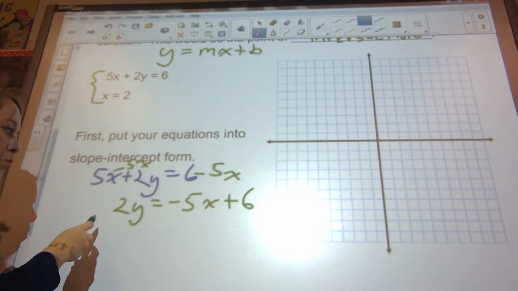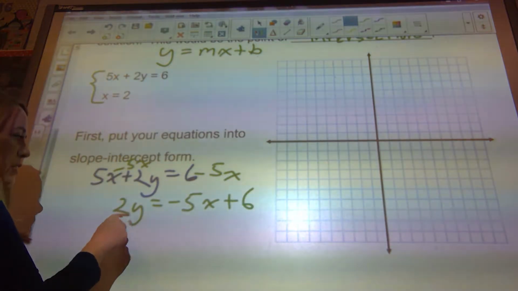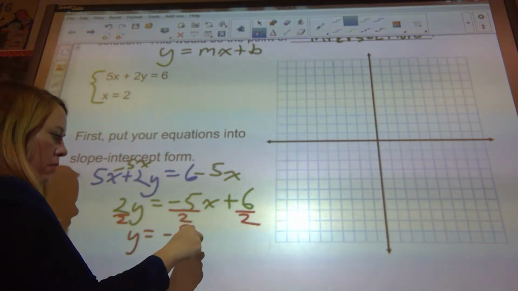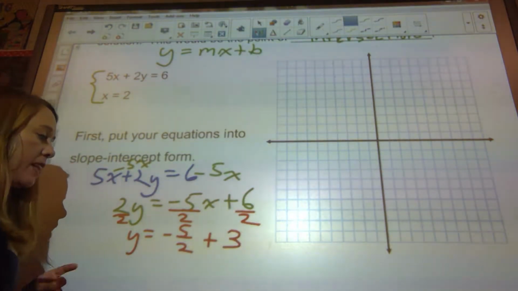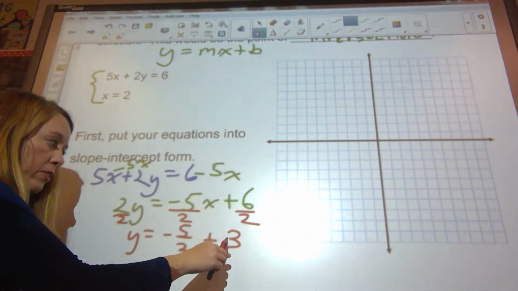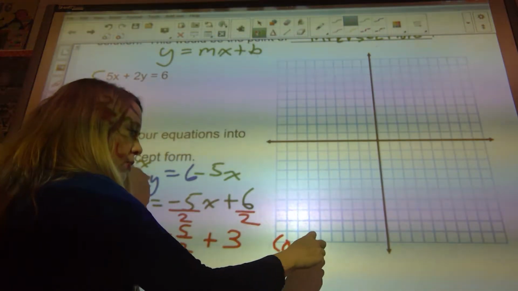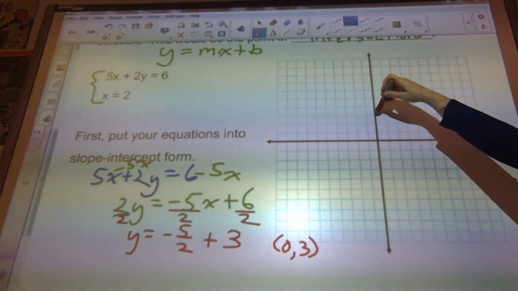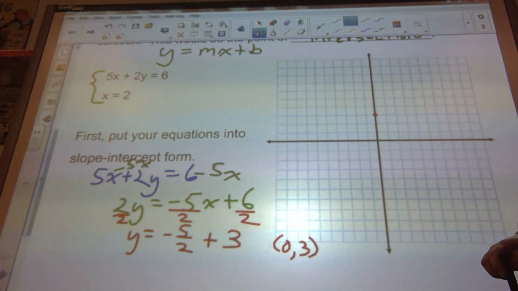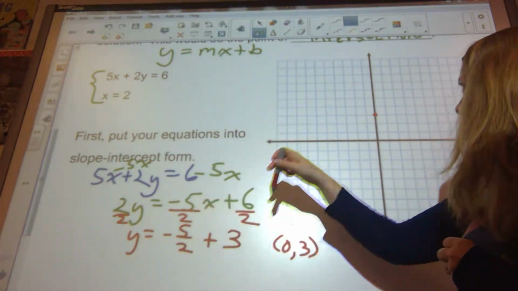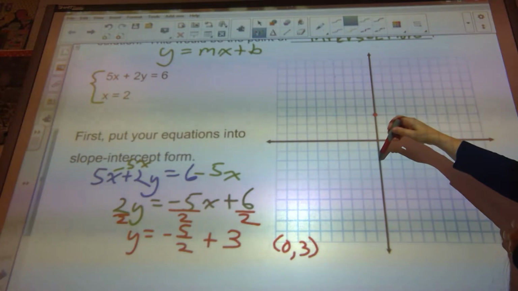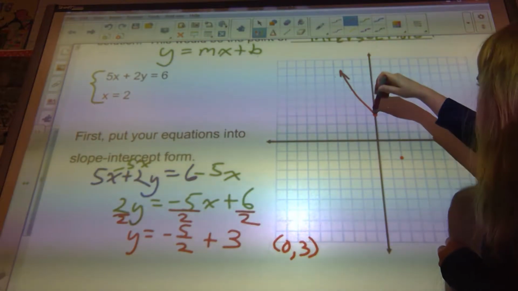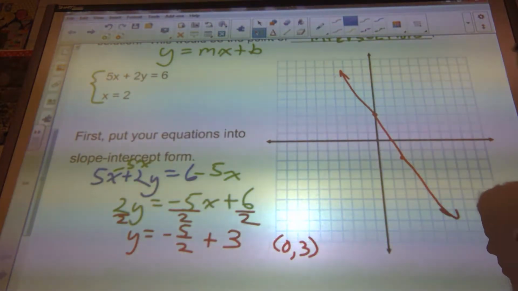I'm still not done because my y is not alone. So now I'm going to divide everything by 2. If I do that, here's my equation. And this is easy for me to graph, right? I've got my y-intercept at 0, 3. So I'm going to graph that. It's right there. And I've got my slope, which is going down 5 and over 2. So that's my first equation graphed.